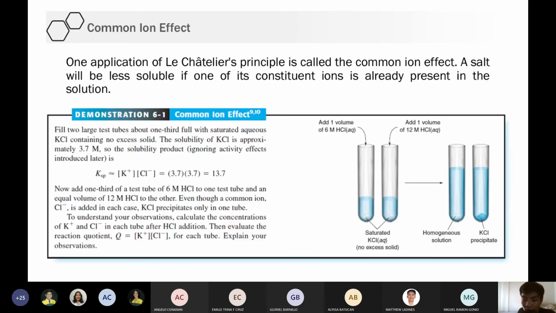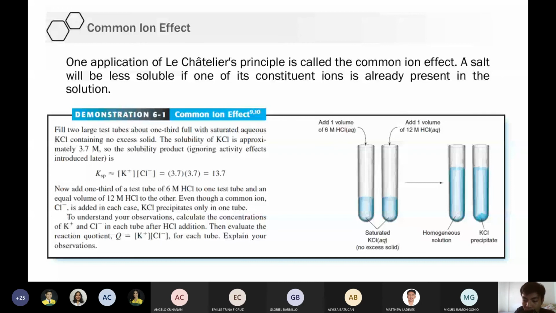Ito, additional material na lang. Now, this is an application of the Le Chatelier principle, the common ion effect. This will be discussed in the laboratory. Okay? Discuss to sa chapter 4 laboratory. Okay? Pero mabigyan ko na kayo ng insight kasi kukwento niya yun dun eh. So, what is a common ion effect? So, a common ion effect is a phenomena wherein your solution contains common ions to your salt. Ibig sabihin yung solution mo may kaparehas na ion sa salt mo.